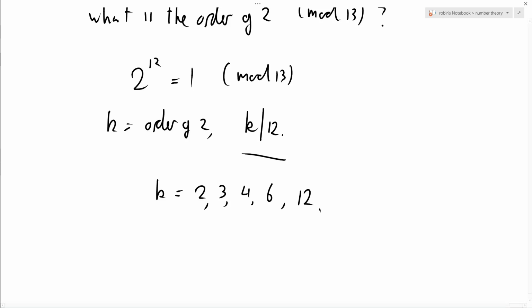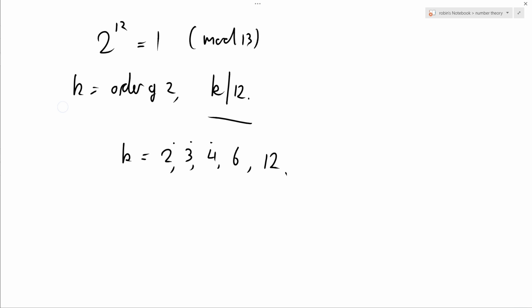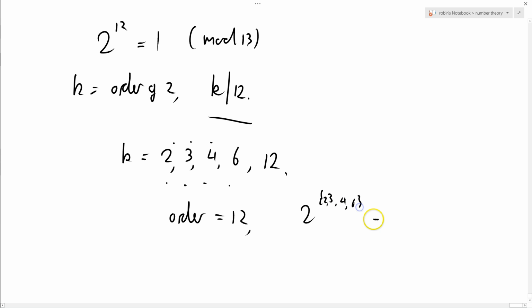Before, when we were trying to figure out the order of something, we had to raise our 2 to all these different powers. But we don't need to do so many now. We only need to try these. And we established before that all these were not equal to 1, because 2 to the power anything in the set 2, 3, 4 or 6 was not equal to 1. So the order was equal to 12, which is quite nice.